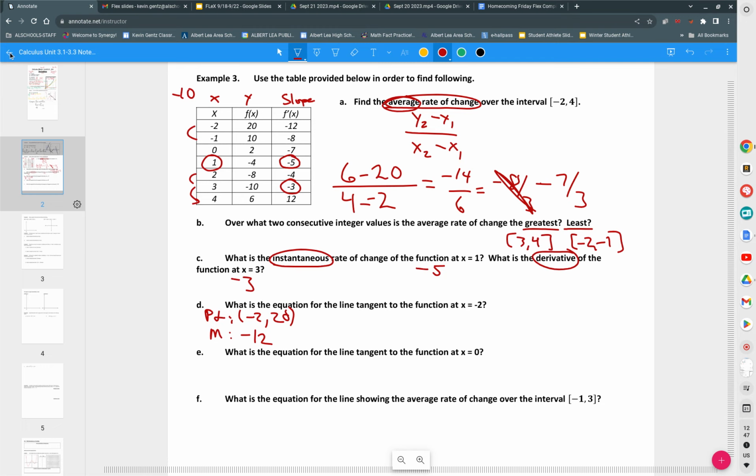Once you had it in this form, would you know how to write an equation for a line? Yeah. Okay, so we can move on from that.